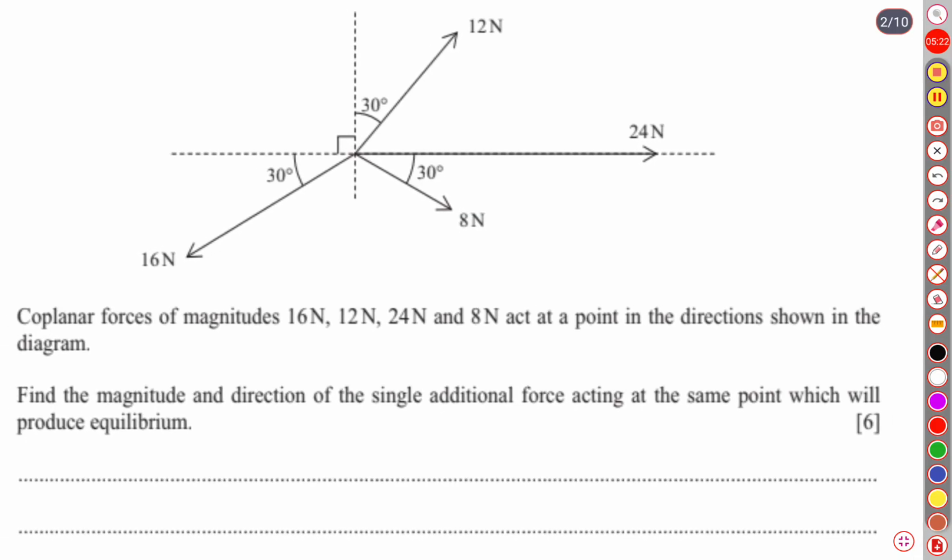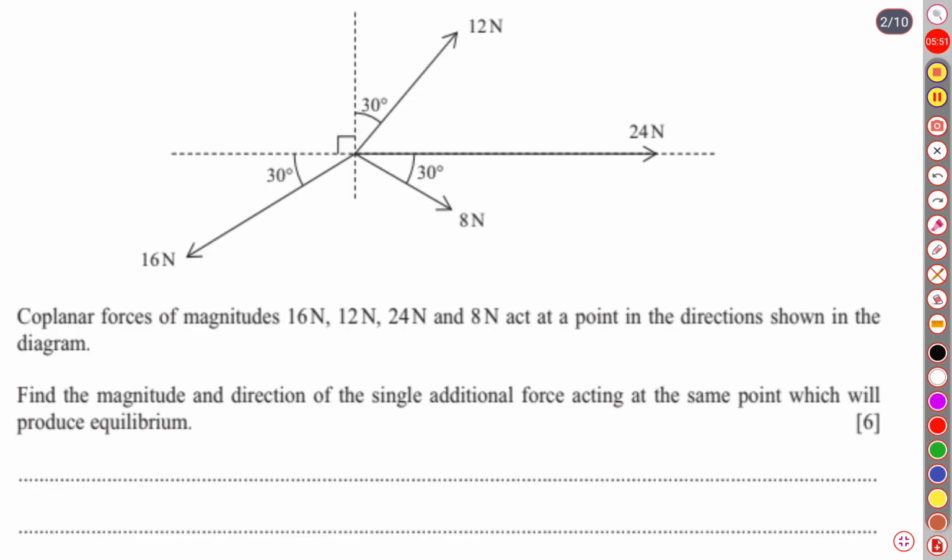Coplanar forces of magnitude 16 Newton, 12 Newton, 24 Newton and 8 Newton act at a point in the directions shown in the diagram. Find the magnitude and direction of the single additional force acting at the same point which will produce equilibrium. Okay, so the system is given over here and we will have to find an extra force which will make the system equilibrium.